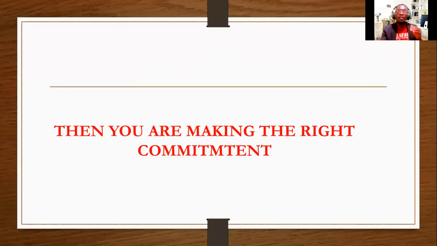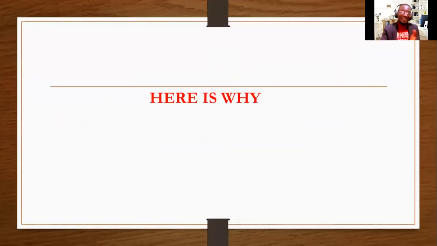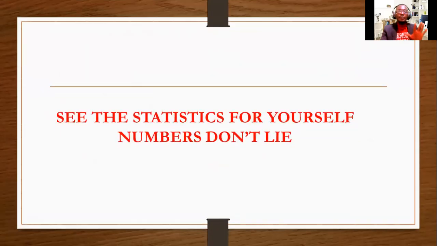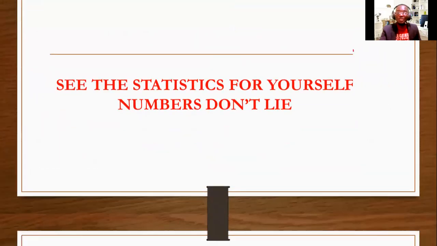You are committing to the right channel. Why did I say so? Here is why. I would like to show you with numbers so that you can see for yourself, because numbers do not lie. Once it has been found out, it can't be adjusted, because those are numbers and you can't alter them. Just the same way, 1 plus 1 will always be 2. So these statistics will always show us what the real situation is.